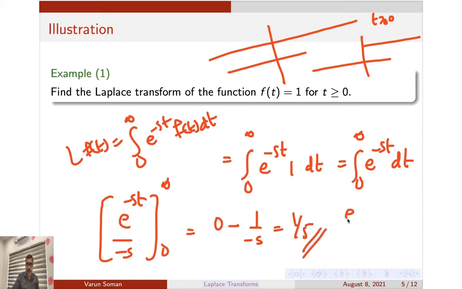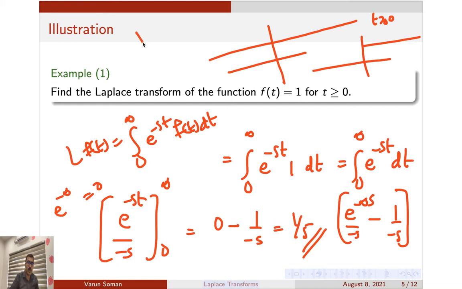I'll write it like this. You will be getting it as e raised to minus infinity times s, by minus s, minus 1 by minus s. This is how you will be integrating. But you know the value of e raised to minus infinity. What's the value of e raised to minus infinity? The value of e raised to minus infinity is 0. Why is it so? Because you will be getting 1 by e raised to infinity, which is 1 by infinity, which is 0. Okay, so that is how the 0 came here.